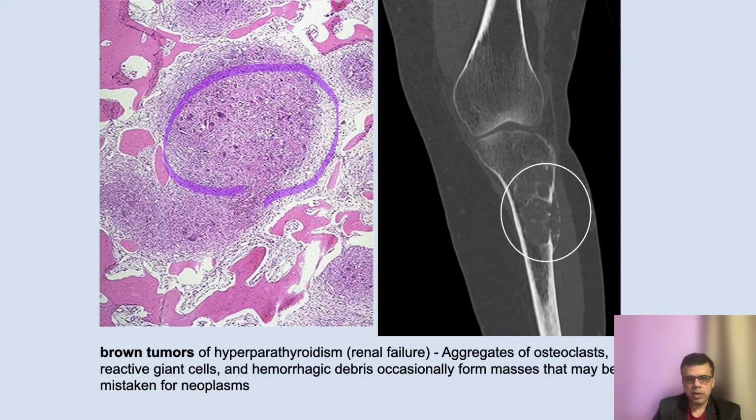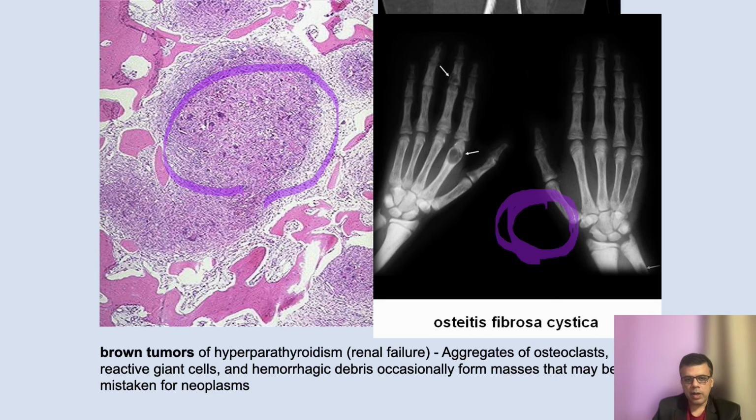So this is Brown's tumor, and here radiologically you can see the cystic lesion, osteitis fibrosa cystica, and Brown's tumor will also manifest as a lytic lesion. Both of them will be seen radiologically as lytic lesions. And here also you can see osteitis fibrosa cystica, a cyst-like lesion. So Brown's tumor and osteitis fibrosa cystica both will be seen as radiolucent lesions.